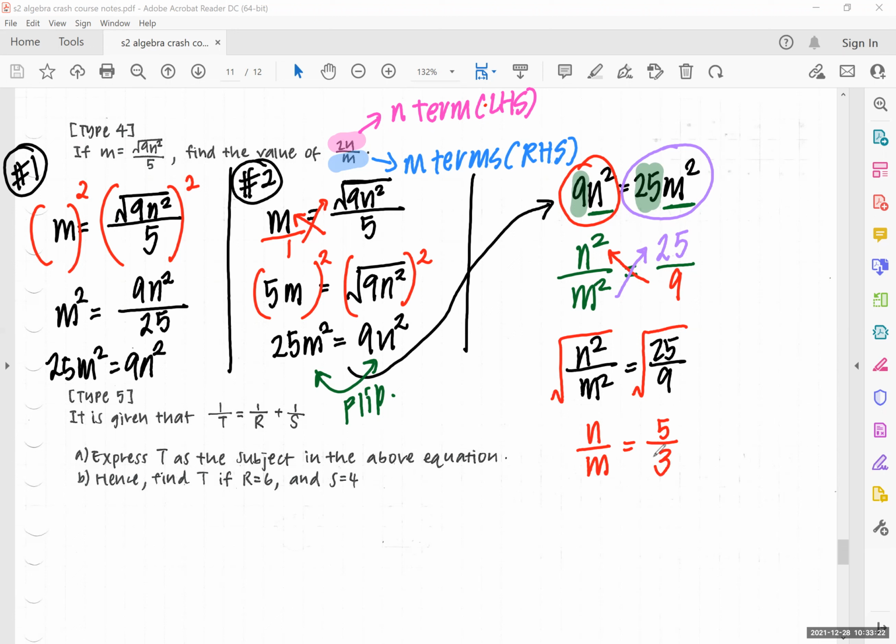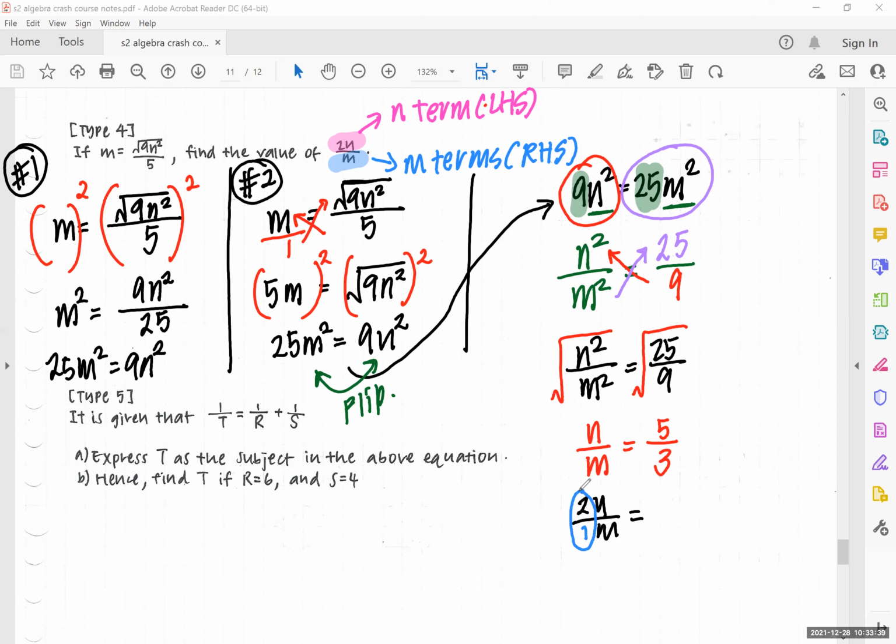But I have a problem. You know what's the problem? What do they want? Can you see they want 2n over m? So what is 2n over m? 2m over n is actually 2 over 1.